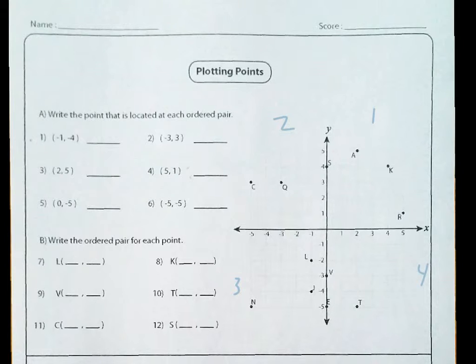Let's look at 1. Negative 1 and negative 4. So negative 1 is the x-axis and negative 4 is the y-axis. So start here, we go over negative 1, and now we go down to negative 4. Okay, there. And that looks to be the letter J.